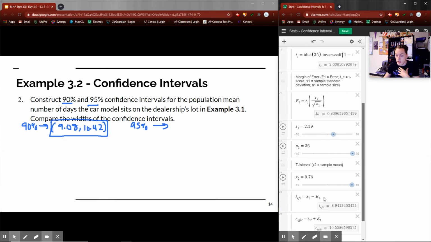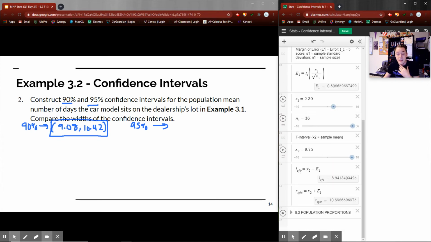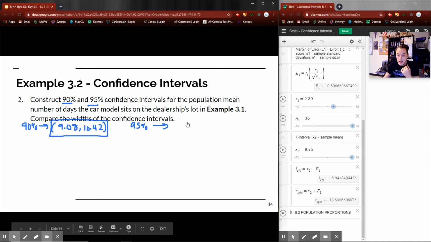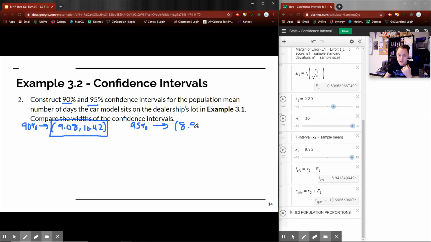And then what is my interval? So I scroll down here, and that's my left and right endpoints. So I have 8.94 to 10.56. Okay, what does this mean?